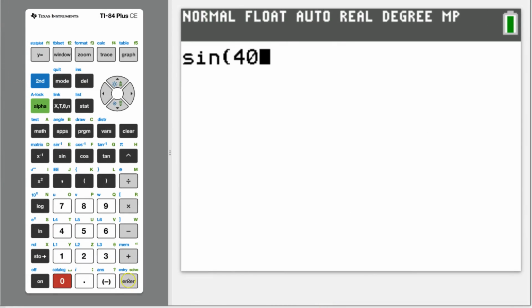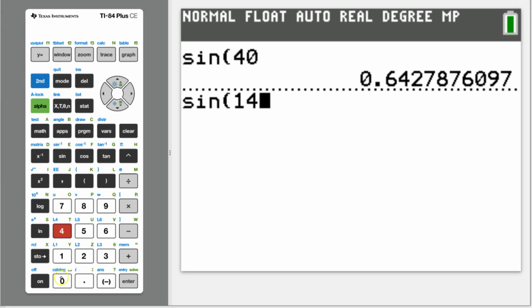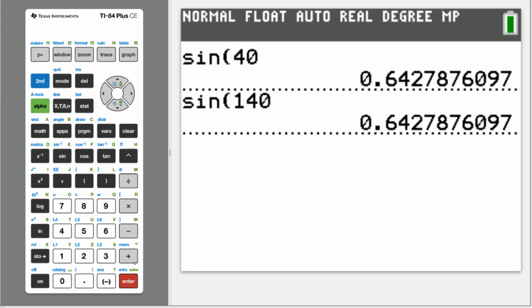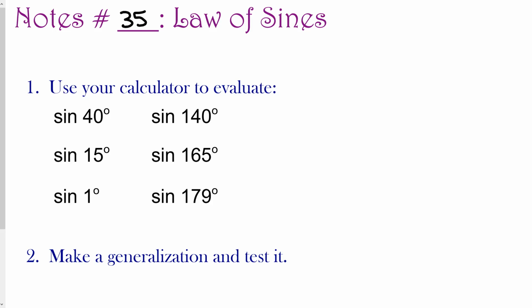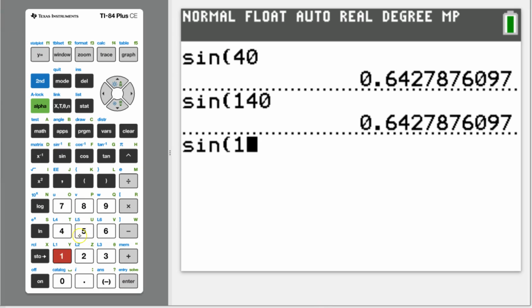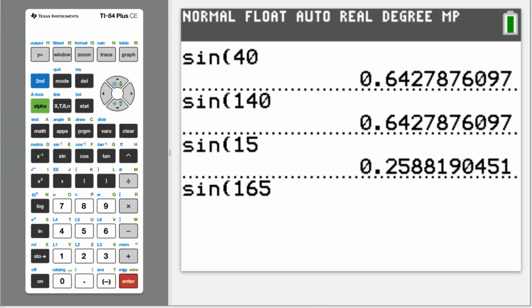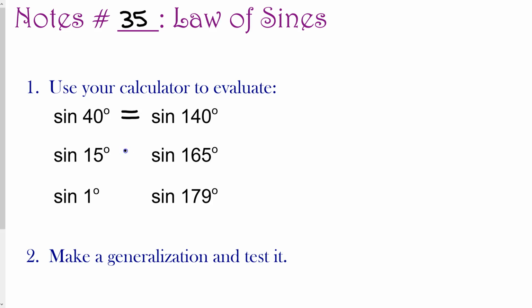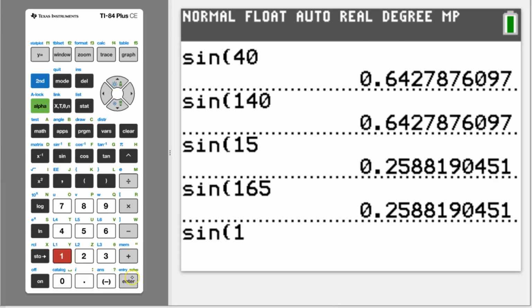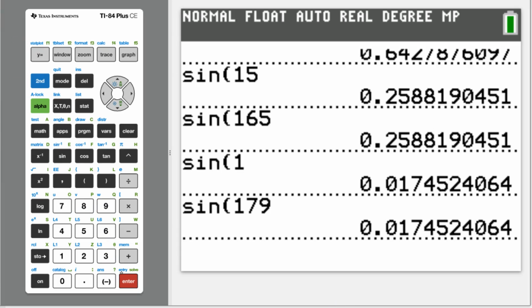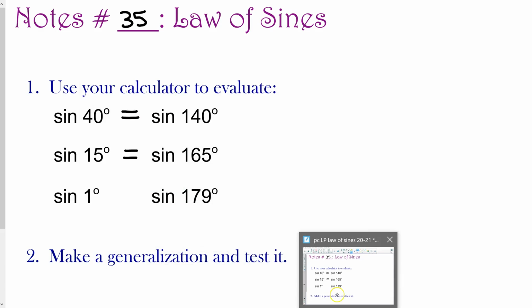Sine of 40 and sine of 140. It doesn't matter what the number is, but what matters is that these have the same answer. Now let's also look at sine of 15 and sine of 165, and I'm going to mark those two as equal. So sine of 15 degrees and sine of 165 degrees. Also equal. Let's look at sine of 1 degree and sine of 179 degrees. Also equal.